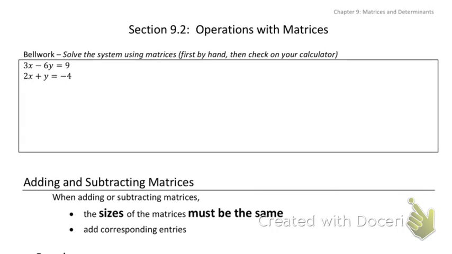We're going to make sure our x's and y's are all lined up. Yep, my x's are all lined up, my y's are all lined up. That was a problem on the homework. You might have got it wrong because you didn't line up your x's and y's.